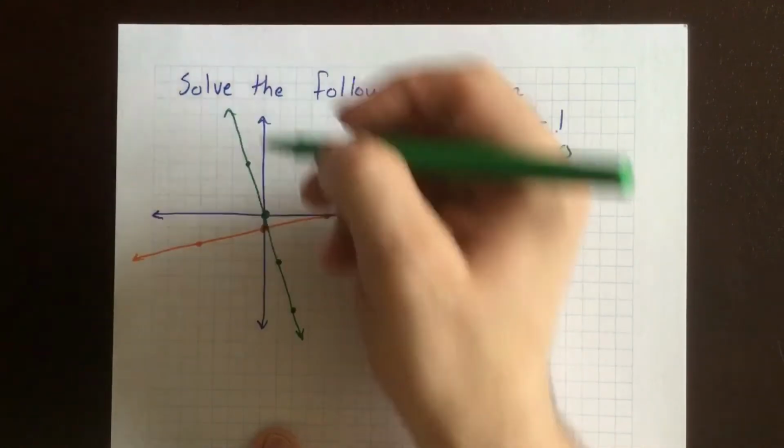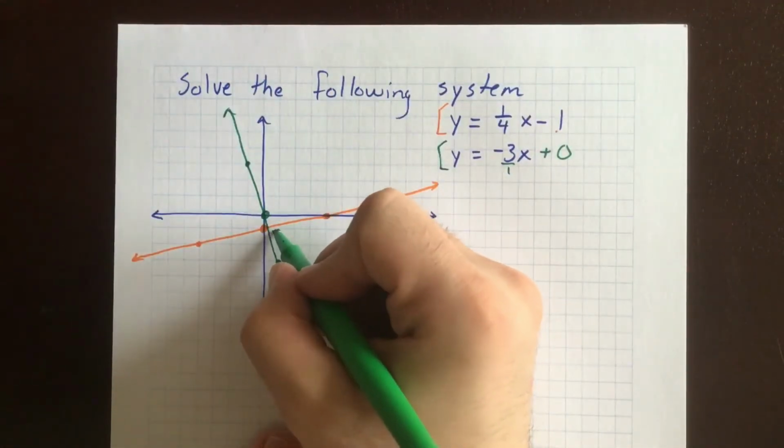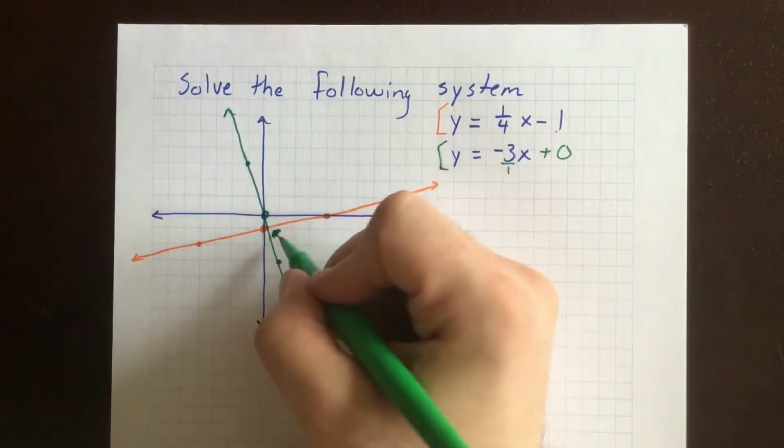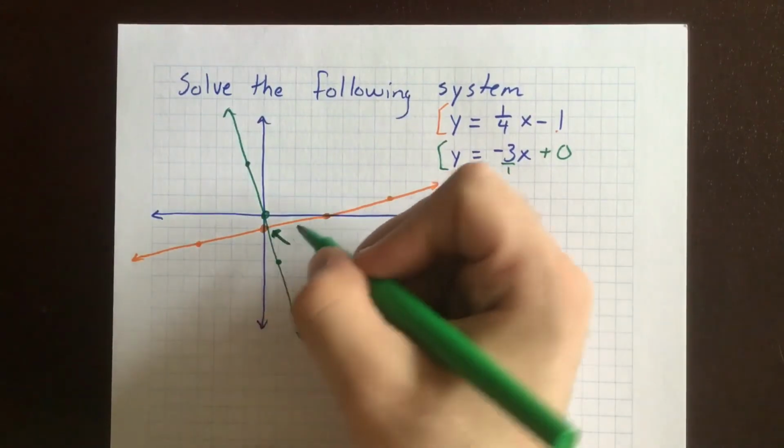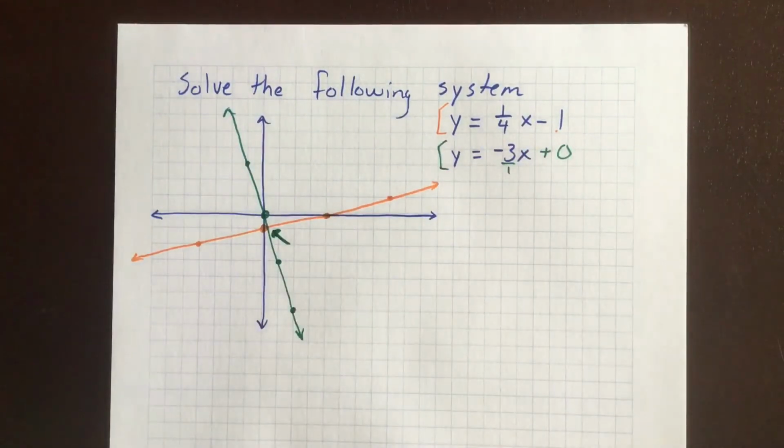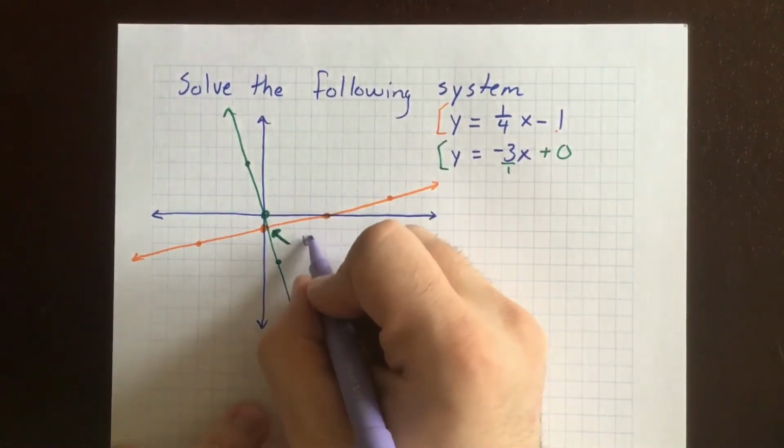And we see the intersection. Okay, so you see that we know where the intersection is, but we aren't exactly sure, so it's unclear where this intersection is located.